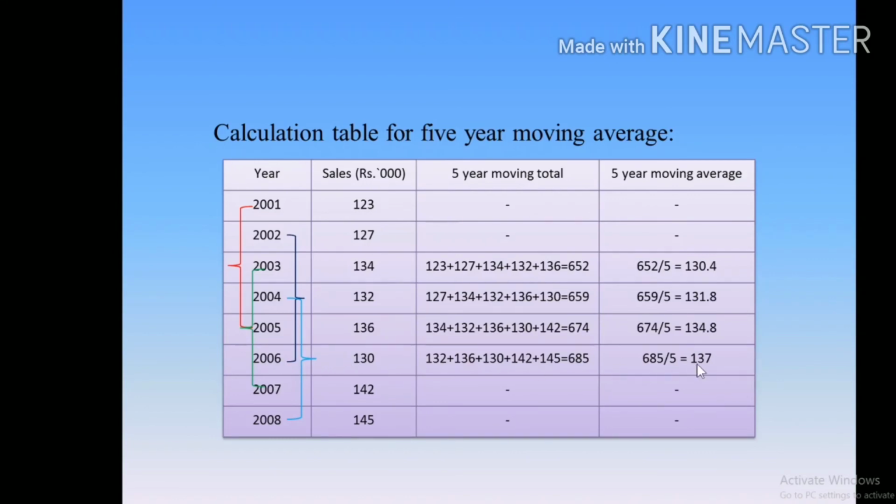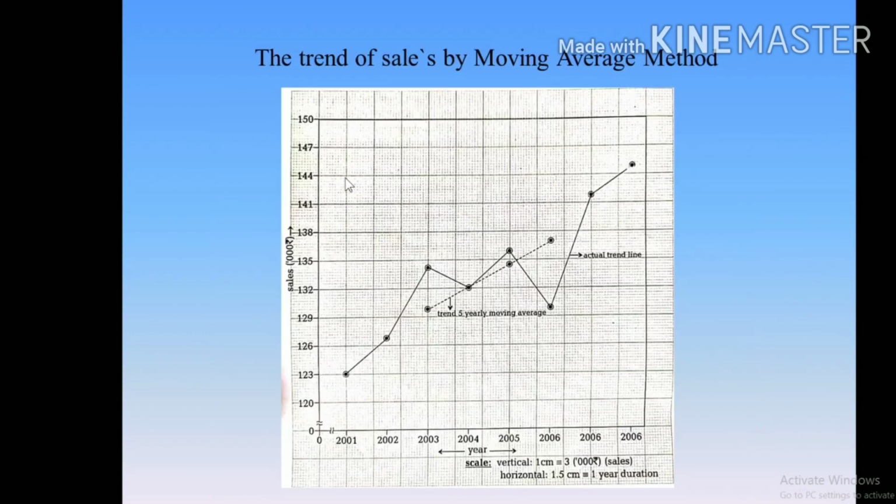In the case of plotting, you have to draw the actual data line with the help of year and sales. So you see this line represents the actual trend line, and this line is made on the basis of the year and sales. Here the year is represented by the x-axis and sales by the y-axis, and then the 4 points, that is the moving average points.